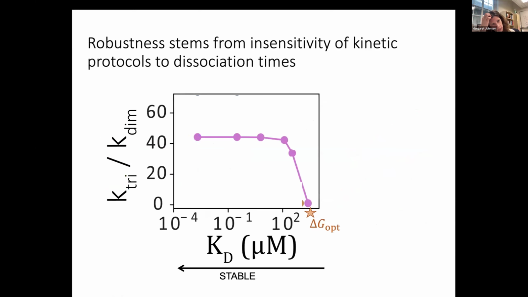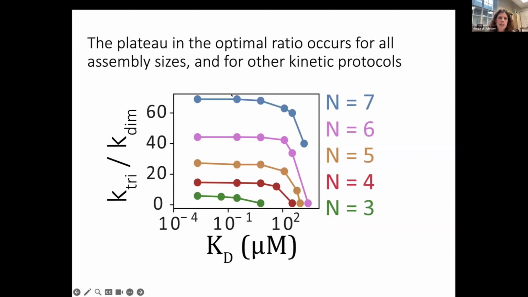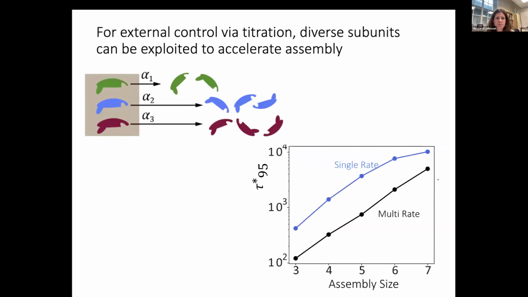Okay, and this is something that I already said, but this is just a graph that illustrates the reason it's robust: it becomes completely insensitive to dissociation times as you overstabilize the system. No matter how stable you make it, it doesn't care. It never has to worry about things falling apart.